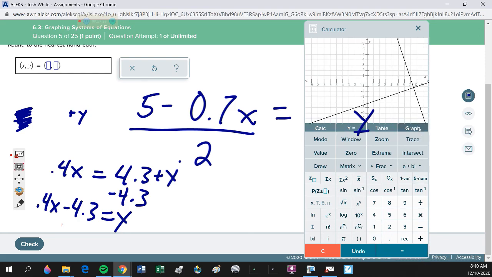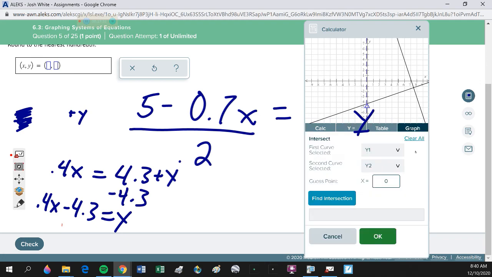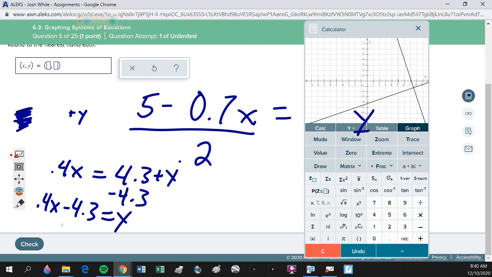And I click graph. And then I click trace. And for my guess, I just need to type in a number that's somewhere close to this point here. So I'm going to just type in 8. Find the intersection. Then I round to 2 decimal places. And that's it.